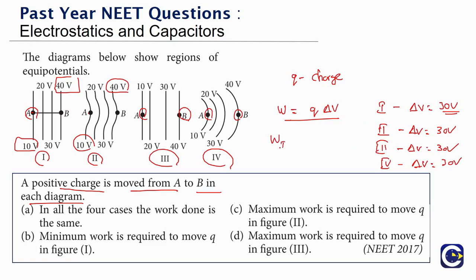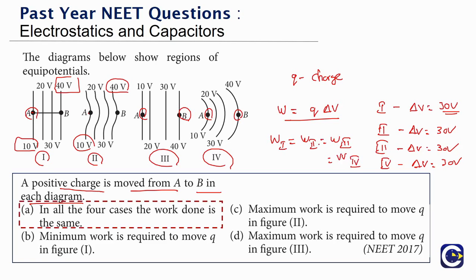The work in all the 4 cases, in diagram 1, diagram 2, diagram 3 and diagram 4, the work will be same. So what is the correct answer for this? Option A. In all the 4 cases, the work done is going to be same. Why? Because we are moving the same charge and delta V is same in all the cases. Now the shape of the equipotential regions or equipotential surfaces may be different, but we have to look at only what is the potential value on the particular surface.